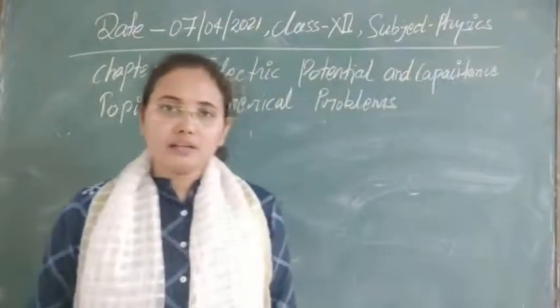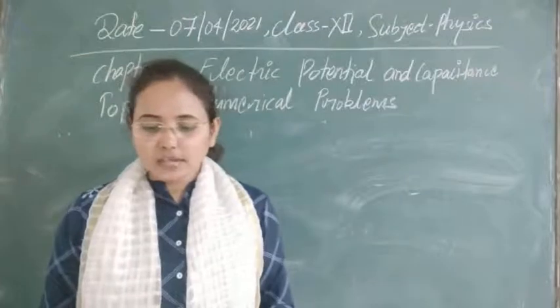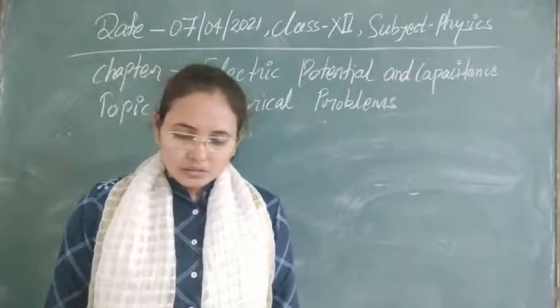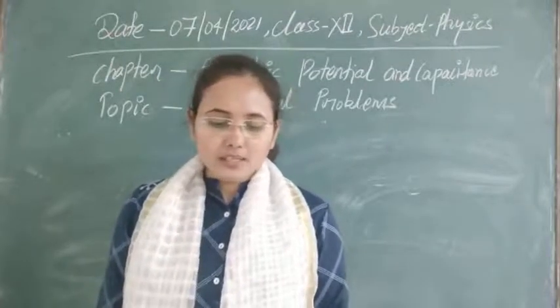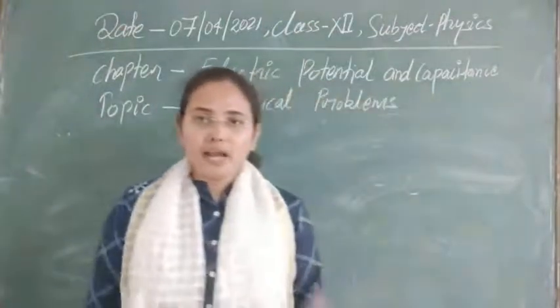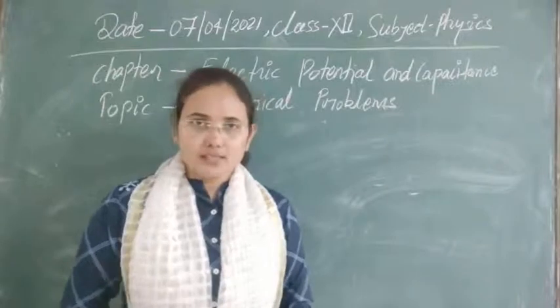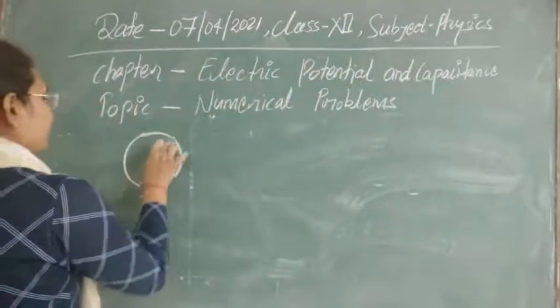Next question that we have: 27 drops of the same size are charged at 220 volt each. They coalesce to form a bigger drop. Calculate the potential of the bigger drop. So it is given that we have 27 drops and they are of the same size. So suppose that every drop has radius r.